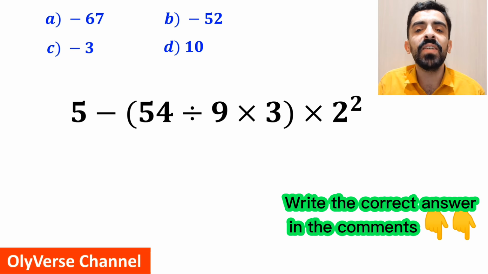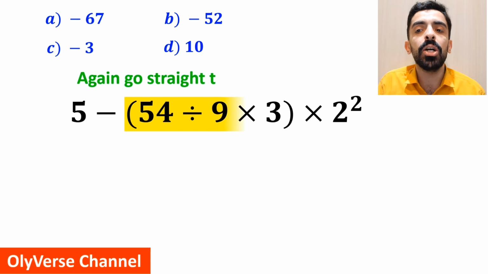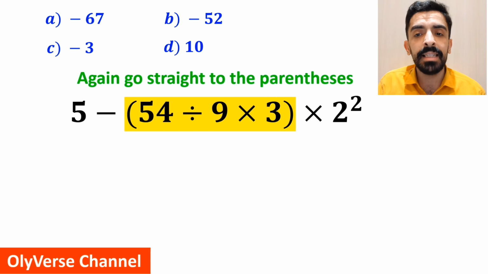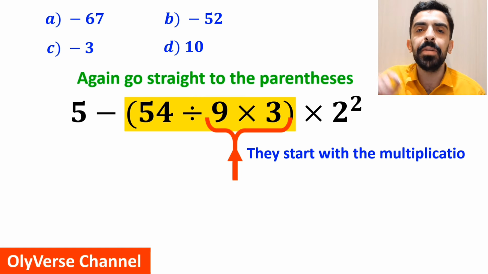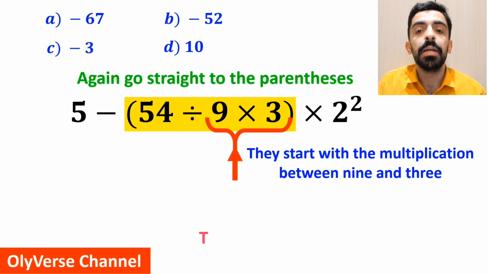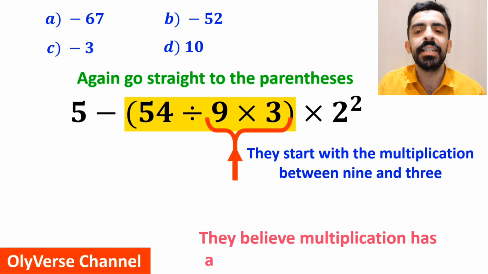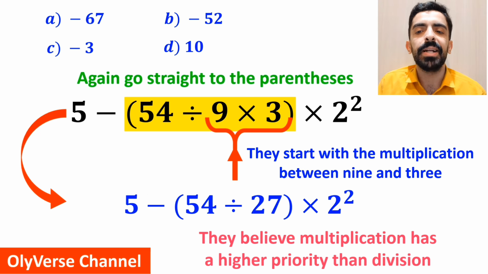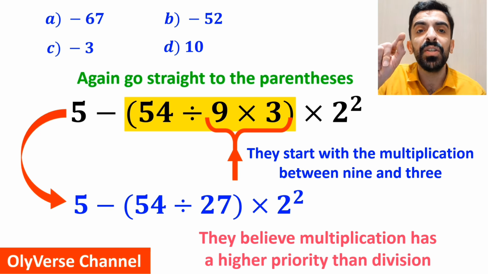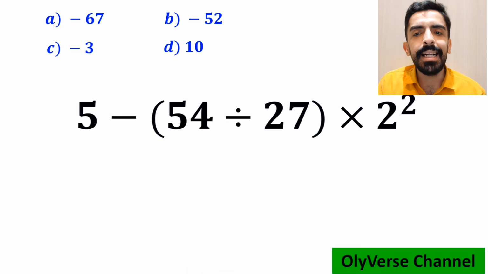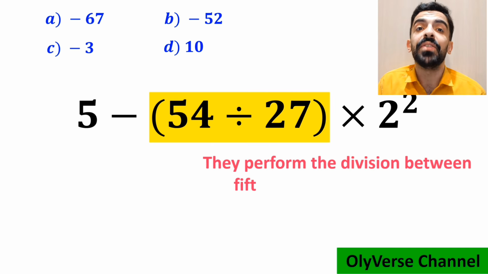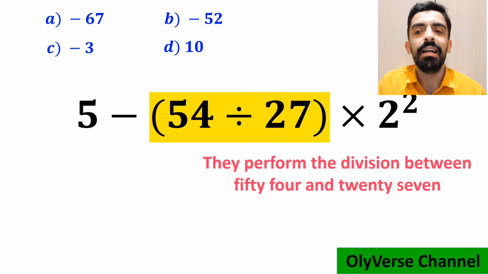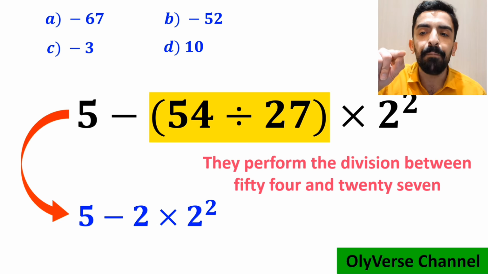Also, some other people when solving this question again go straight to the parentheses, but this time they start with the multiplication between 9 and 3 because they believe multiplication has a higher priority than division. So, they rewrite this expression as 5 minus 54 divided by 27 inside the parentheses, then multiply by 2 squared. And the next step, they perform the division between 54 and 27 and simplify this expression to 5 minus 2 multiplied by 2 squared.